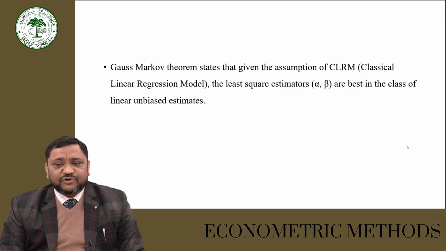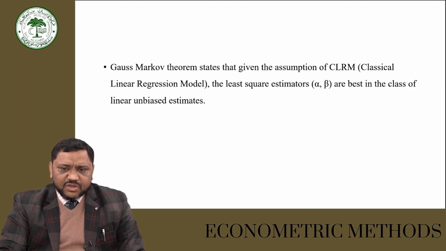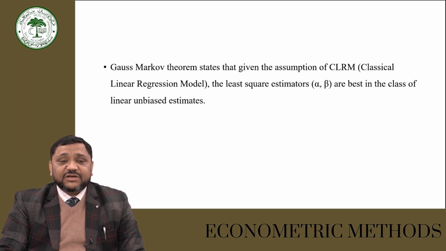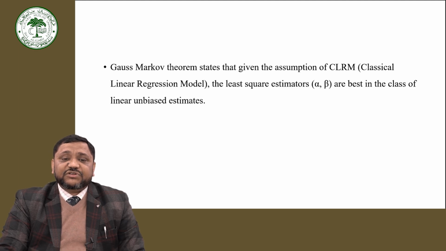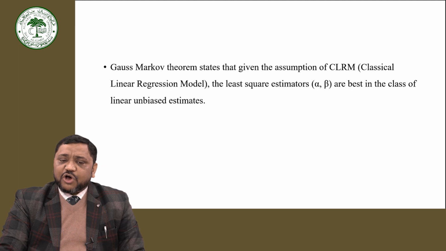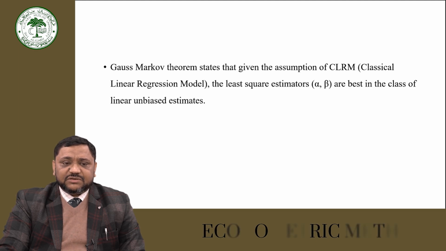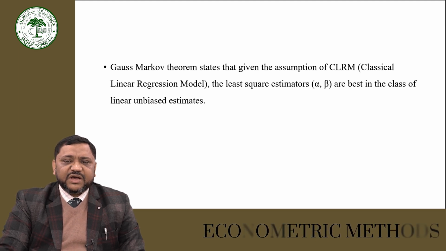So the Gauss-Markov theorem is all about the properties of the least squares method. The characteristic of a linear unbiased estimator is referred to as BLUE. BLUE stands for best linear unbiased estimator. With the help of this Gauss-Markov theorem, we will be proving that, and the theorem states that given the assumptions of the classical linear regression model, the estimators alpha and beta are the best in the class of linear unbiased estimates.